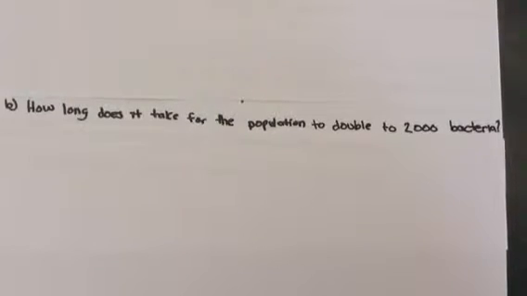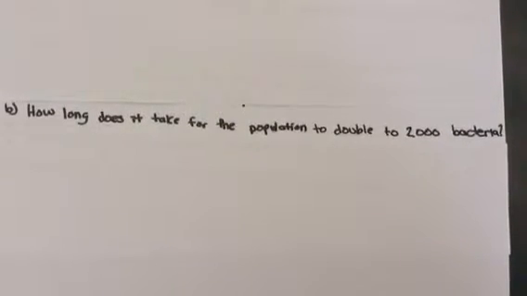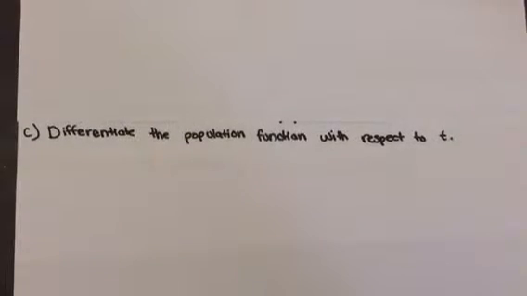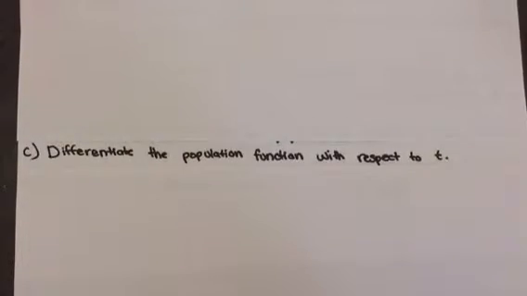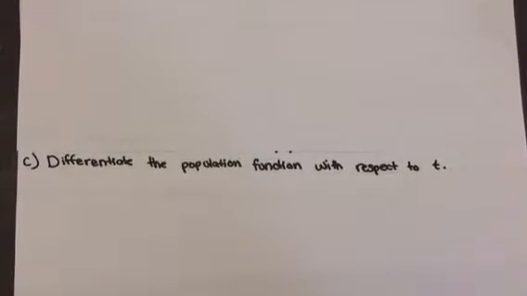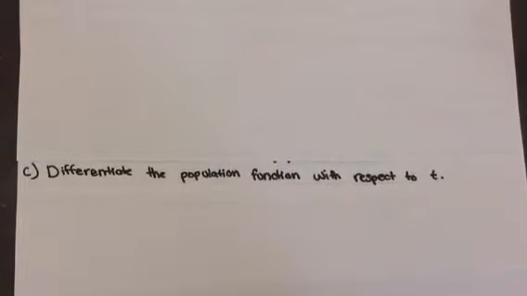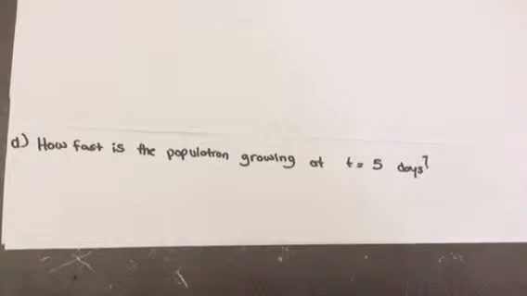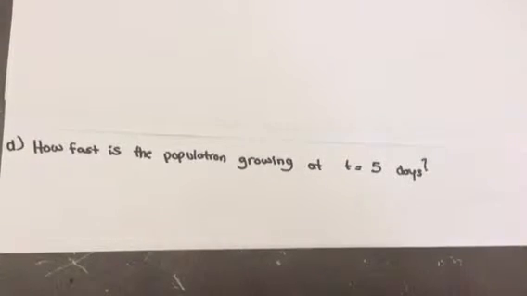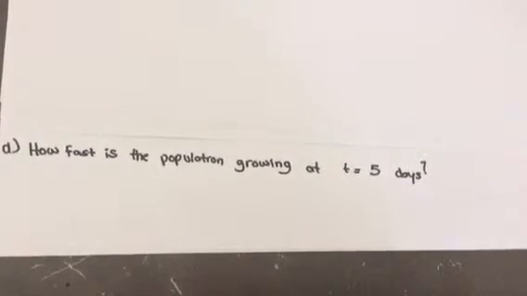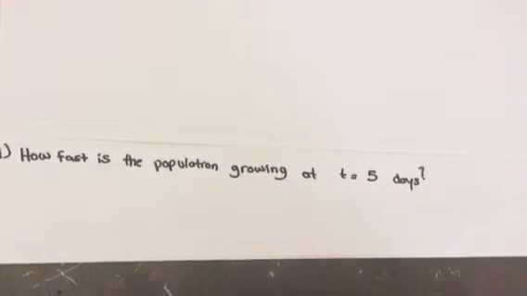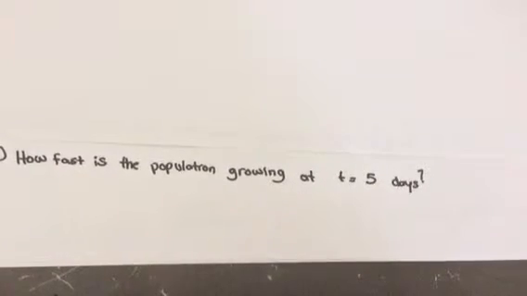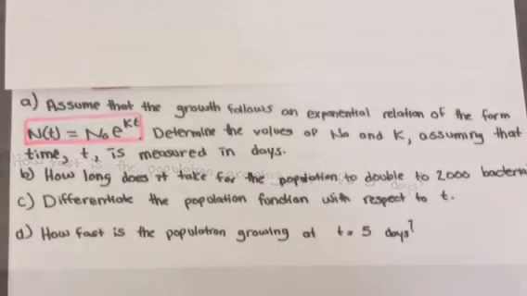B asks us how long it takes for the population to double to 2,000 bacteria. This is asking us to find t when N of t is equal to 2,000. C asks us to differentiate the population function with respect to t. This means that we will need to find the derivative of the original equation given. Finally, D asks us how fast is the population growing at t equals 5 days. This is asking us to find the rate of change of the bacteria population at t equals 5 days.